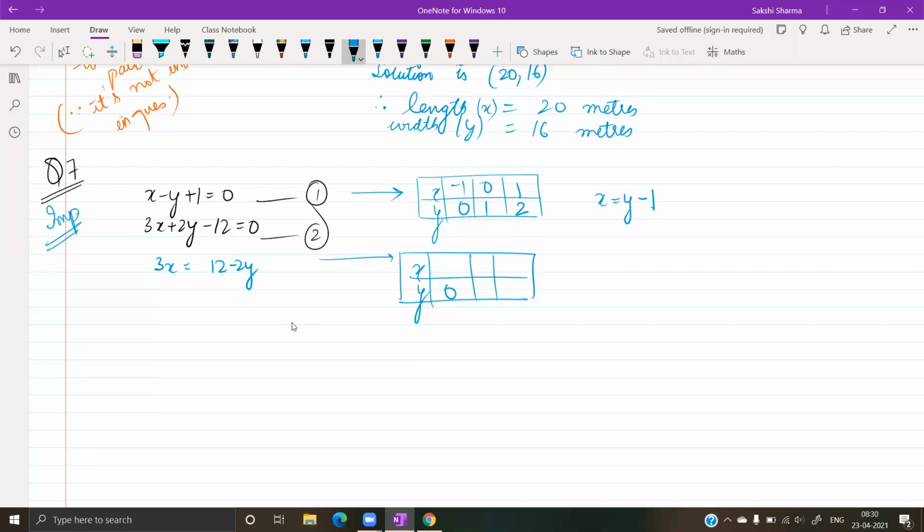Let's take y as 0, x comes out to be 4. Taking x as 0, y comes out to be 6. Then let's take y as 3, x comes out to be 2. For the first equation, we have these solutions as A, B, and C. For the second one, let's name them P, Q, R: 4, 0; 0, 6; and 2, 3.